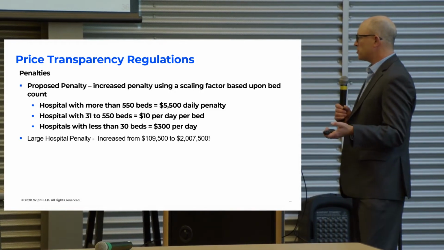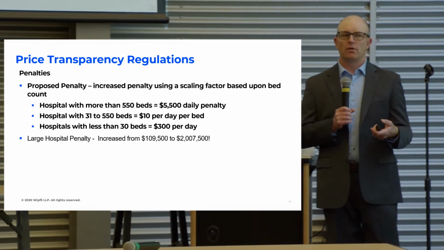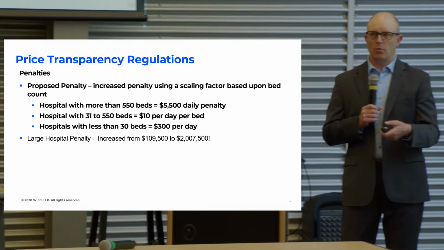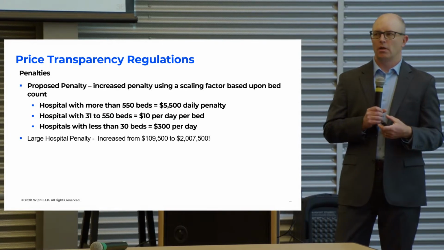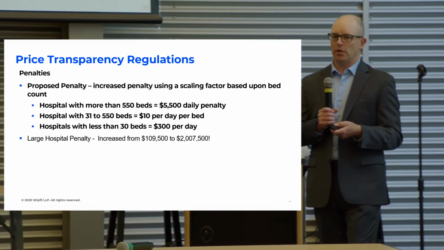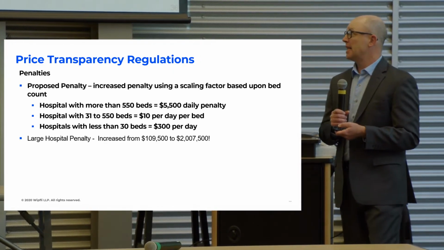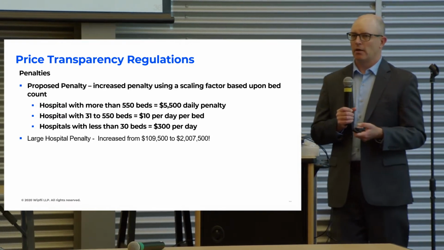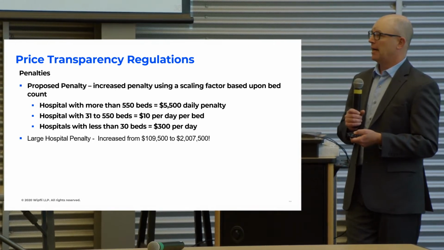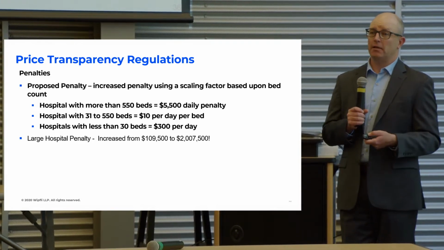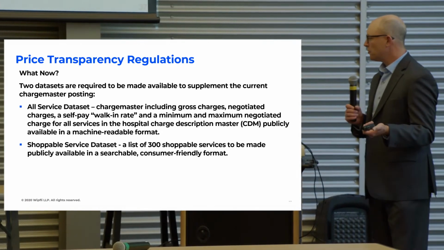CMS has a proposed penalty of scaling the penalty to tie it to the number of beds. So the larger the facility you have, the more impactful it'll be, so that the larger systems of the world can't just fly under the radar by paying what is to them a super trivial penalty. So I think the big takeaway here is this isn't going anywhere. CMS isn't backing off on this. This is something that's here to stay. And evidently, they're willing to ratchet up the penalties to get hospitals to comply. So what now? Two data sets are required.